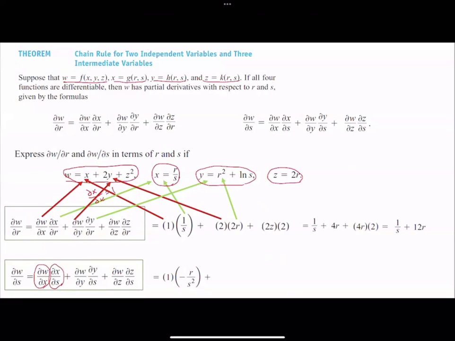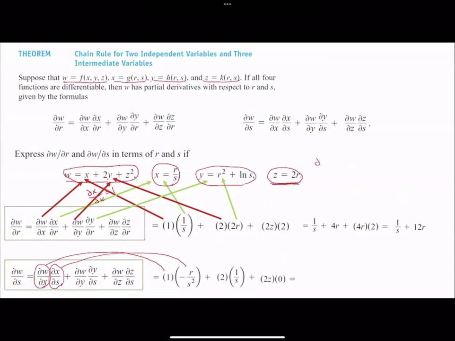Following the quotient rule, plus, so here you have 1 times negative R over S squared, plus the partial derivative of W with respect to Y, which is just 2, times the partial derivative of Y with respect to S, which is the derivative of ln of S, or 1 over S, assuming S is positive, plus the partial derivative of W with respect to Z, which is 2Z, but the partial derivative of Z with respect to S is 0, because Z has no S in it.